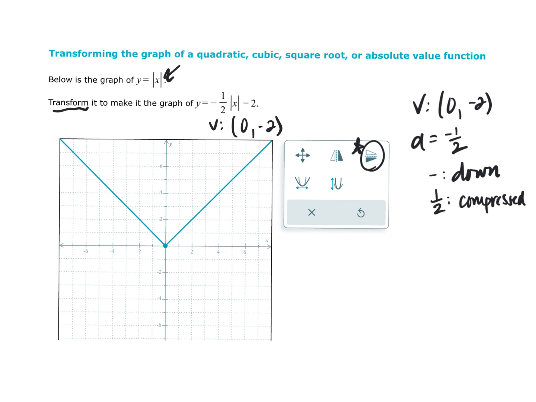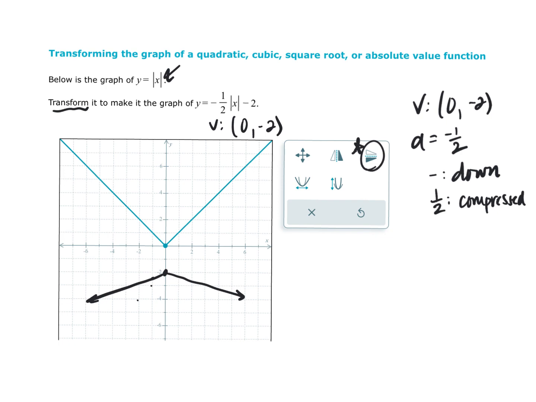So we're going to move our vertex to 0, -2. I'm going to put a sketch right here. So 0, -2, and then it's going to be compressed. Normally it goes down by 1, but it's going to go to 1/2. So my graph is going to look about like this. So I know that it's going to reflect.